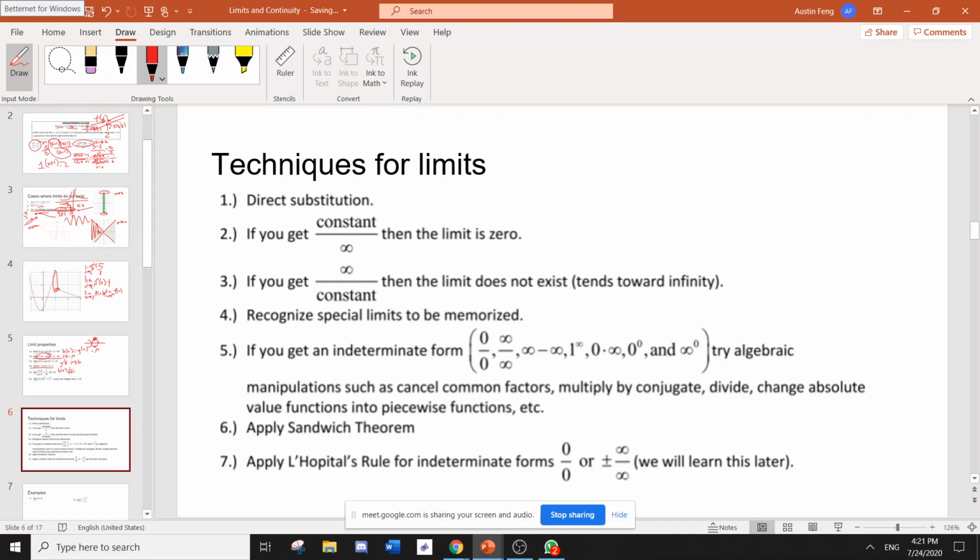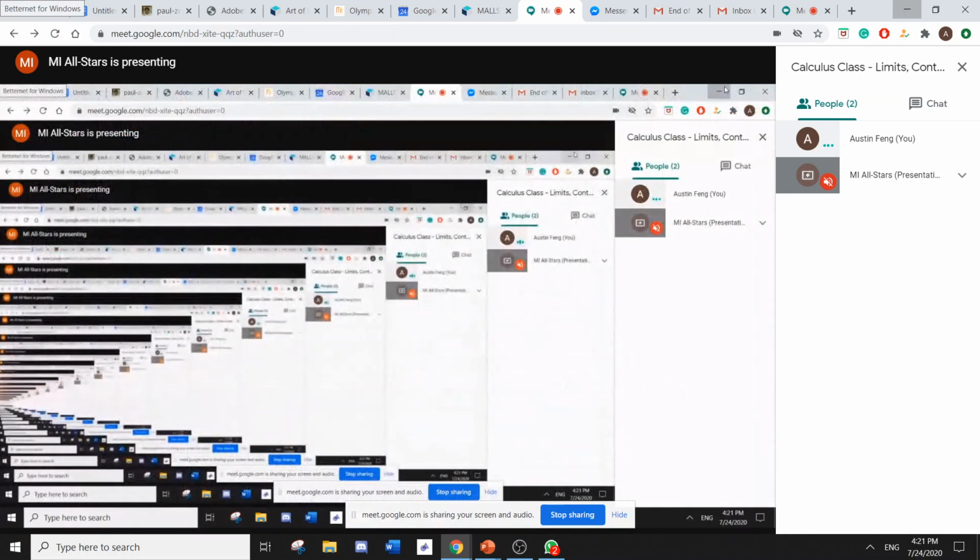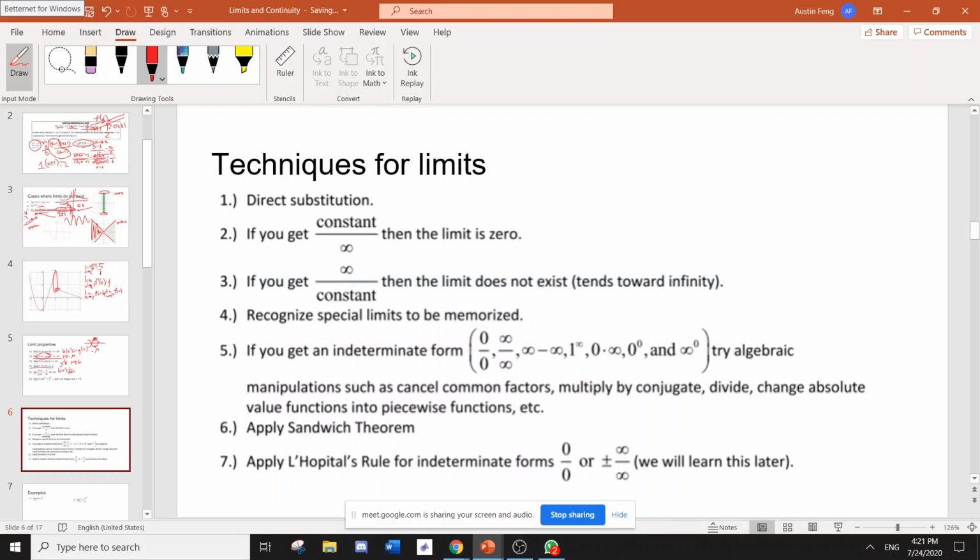Now here are some techniques for limits. So direct substitution. What you do for this is you directly substitute a value such that it doesn't reach indeterminate form. So let's say I have the limit as x goes to 2 of, let's say, 3x plus 4. And we plug it in, we get 10.